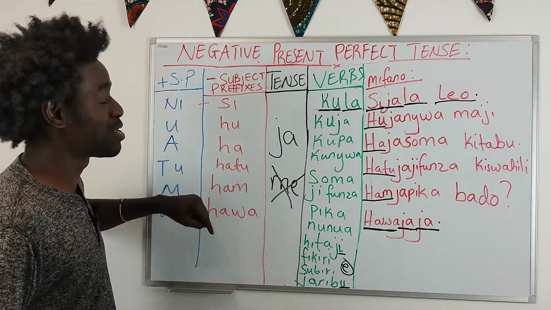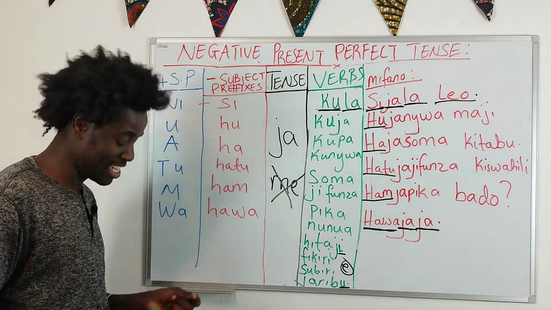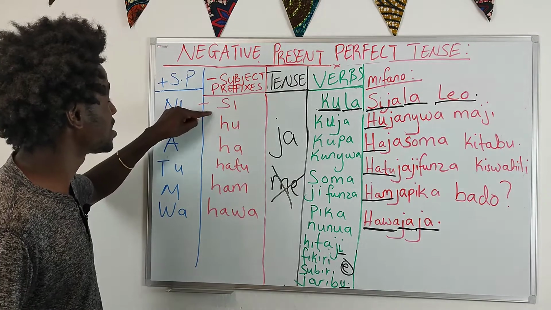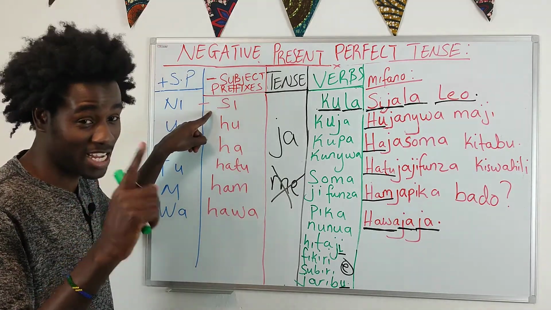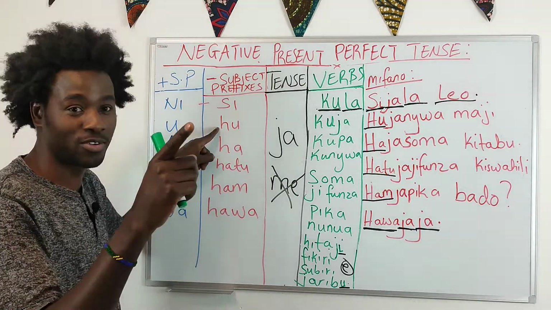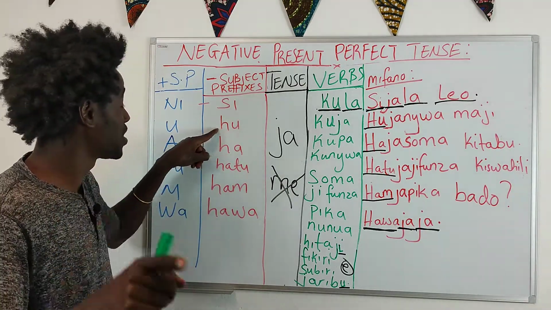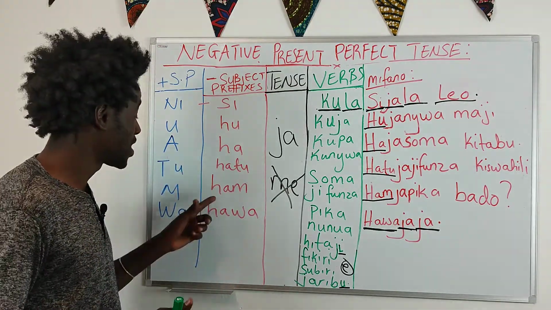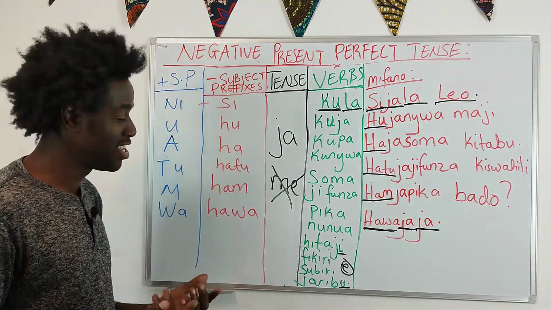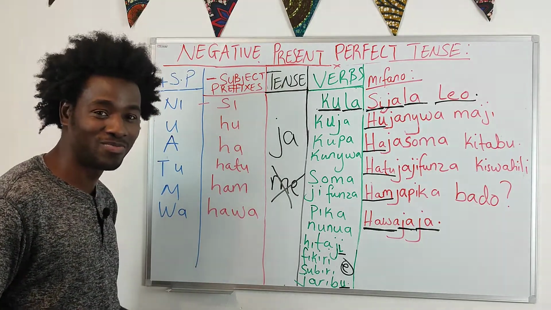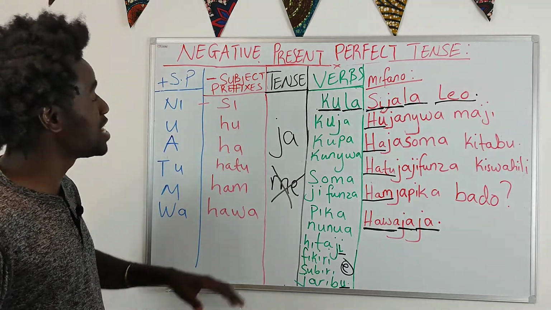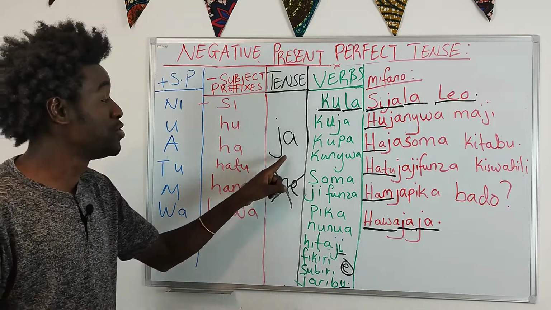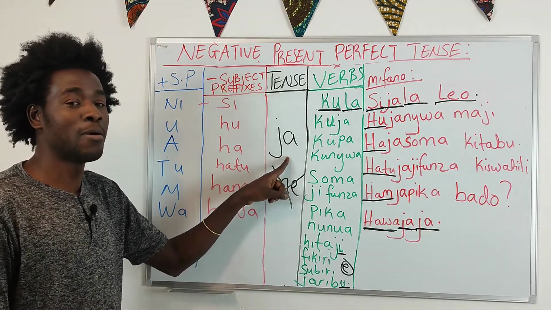And because today we are learning the negative tense, these ones are the negative subjective prefixes. So si stands for I in a negative form, hu stands for you, ha stands for he or she, hatu stands for we, ham stands for you but plural, and hawa stands for they.